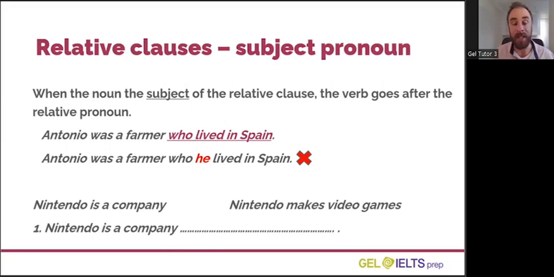The correct answer is: Nintendo is a company which makes video games, or Nintendo is a company that makes video games. That or which are the relative pronouns, and so we don't need to say "it makes", that's not correct. We just say which makes or that makes. Nintendo is the subject of both sentences.